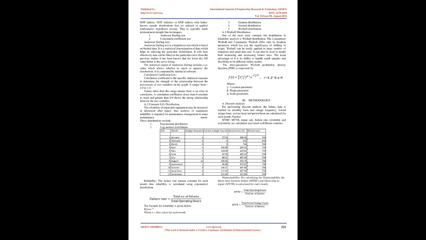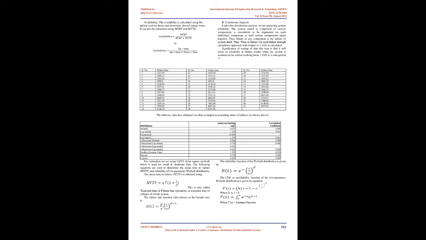Correlation coefficient test. Correlation coefficient is the specific statistical measure to determine the strength of the relationship between the movements of two variables on the graph. It ranges from -1.0 to 1.0. Values other than this range mean there is an error in correlation.